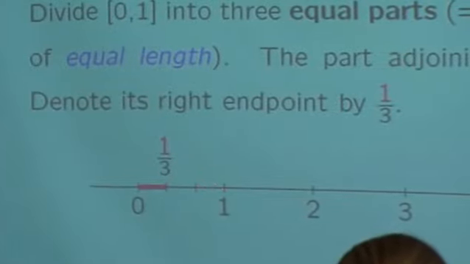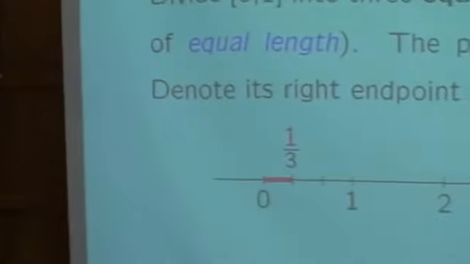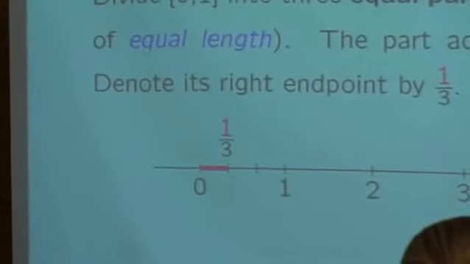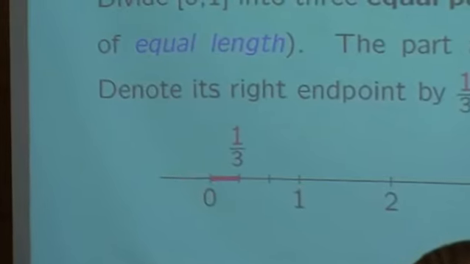That's a third, right? But the first one is favored because it starts from zero. It's easier to know. From the beginning, I go a third of the distance. We favor that, so we favor this segment, think of it as our prototypical representation of a third. Once you've done that, then the right endpoint may as well be identified with the concept of a third.